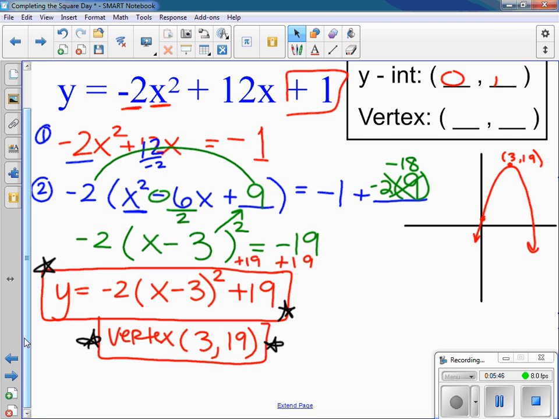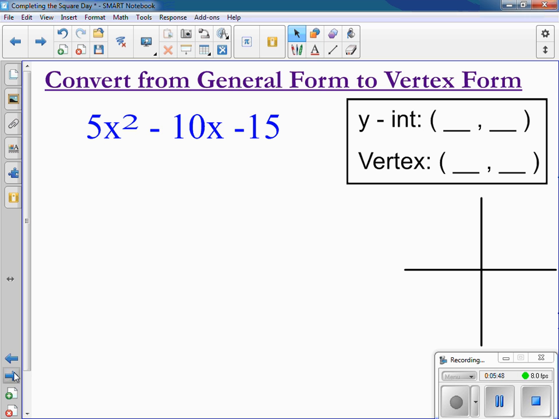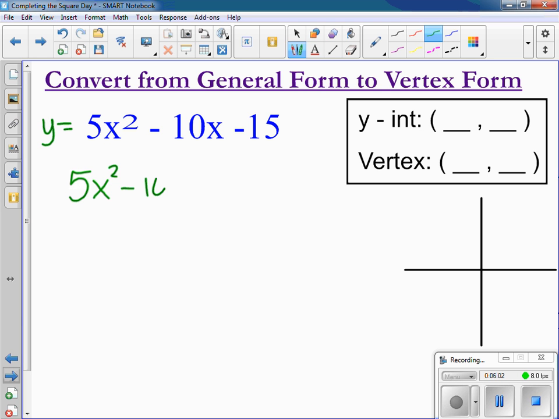So pause the video and why don't you try this one on your own. Remember to factor out the 5 before you complete the square. All right, step 1. Oops, and it should have said y equals, my bad. Good thing they already did a step for us. So 5x squared minus 10x equals positive 15 because I'd moved the 15 over.